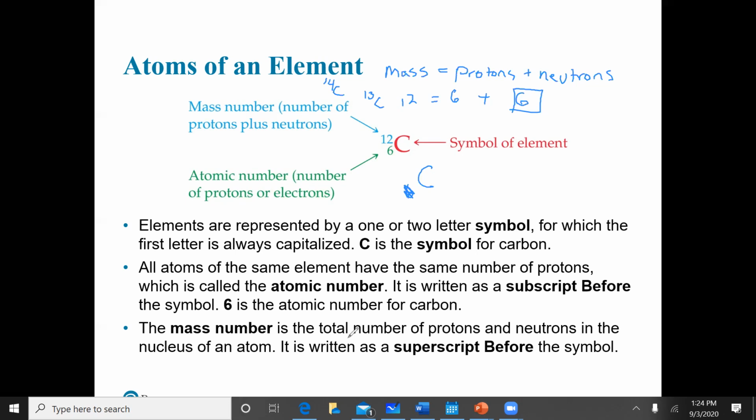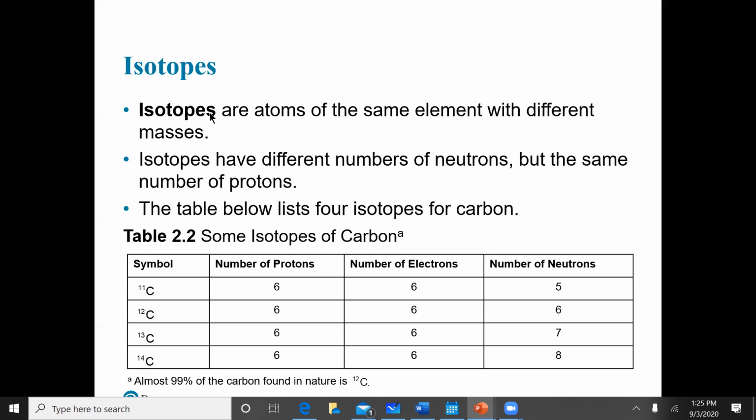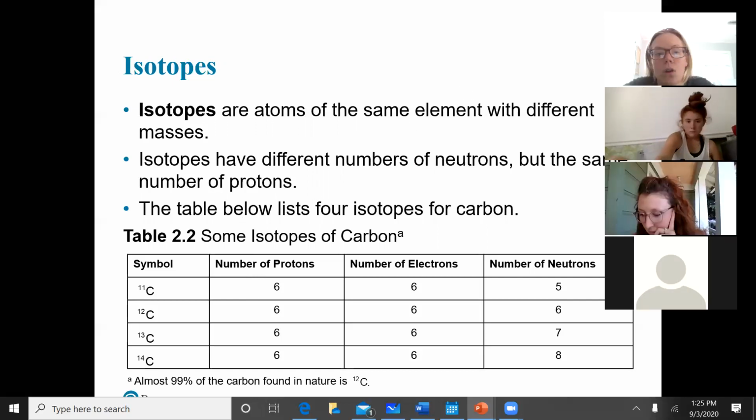The mass number is the total number of protons and neutrons in the nucleus, and it's written as a superscript before the symbol. So you'll see it in the upper corner here. So we'll talk a little bit more about isotopes farther on down the line. Okay, so when looking at an isotope, and isotopes are the same type of atom, but they actually have a different mass. So here I've got carbon 11, carbon 12, carbon 13, and carbon 14.